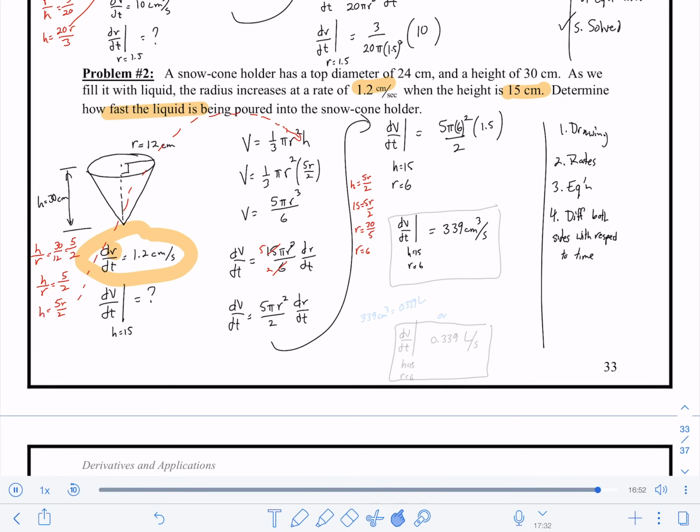And if you'll remember, 339 centimeters cubed would be roughly 0.339 liters, not roughly, exactly. So we could say that this is 0.339 liters per second. So about a third of a liter per second is our change in volume as a function of time when height is 15, or when radius is 6. Now I've switched it into liters just because that's kind of easier for me to imagine than it is in centimeters cubed.